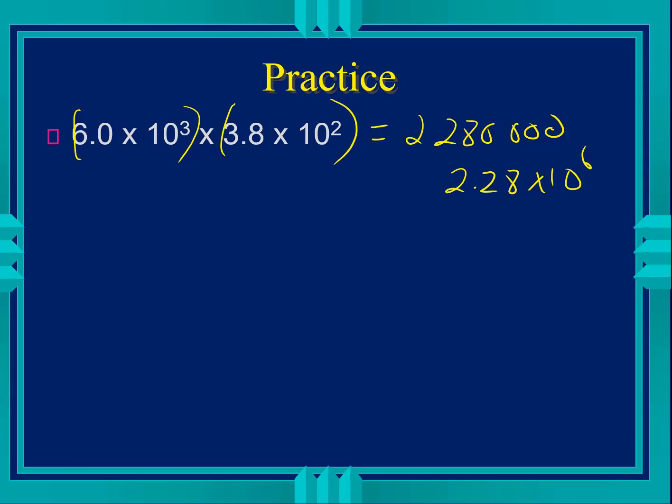Anybody have any problems? Okay, now let's subtract those two numbers. Six EE3 minus 3.8 EE negative 2. Or positive 2, sorry.